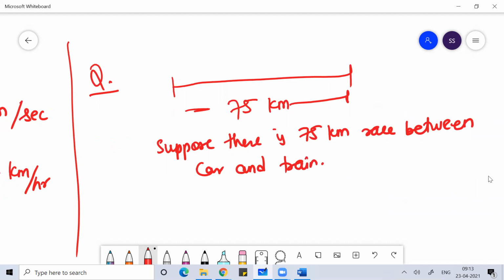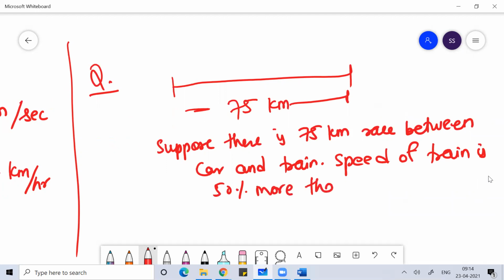Okay, and it is given in the problem that the speed of the train is 50% more than the speed of the car. Suppose there's a race happening between train and car, and it is given that the speed of train is 50% more than the speed of car.